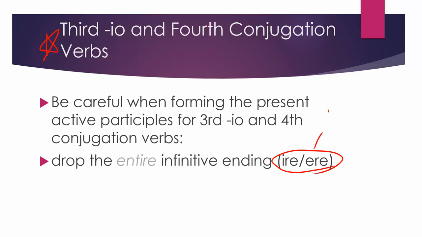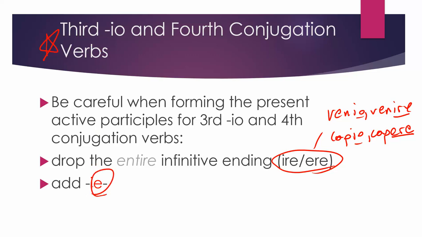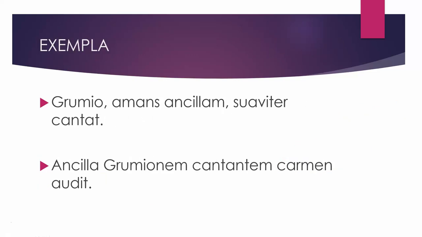So that means verbs like venio, venire, fourth, or capio, capere, third IO. Verbs that have that IO in the first part, you want to drop the whole thing. And then you're going to add an IE. And then you'll have your endings. Let's look at a couple of exempla.